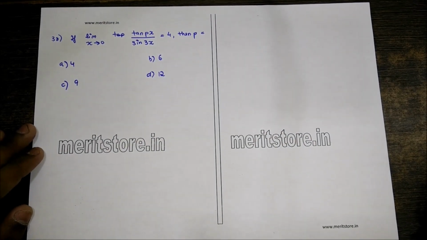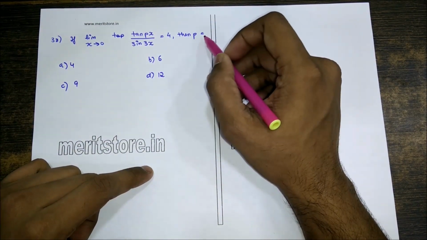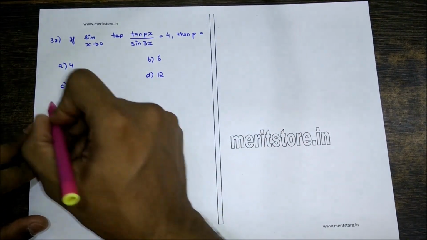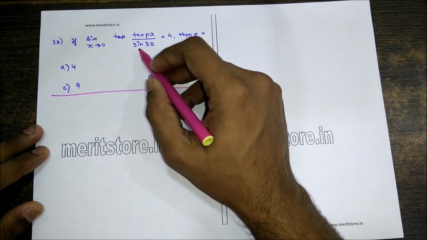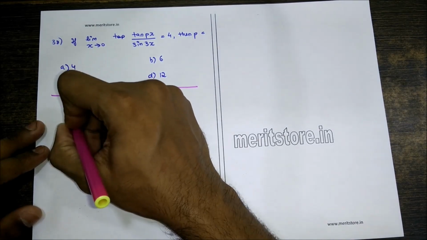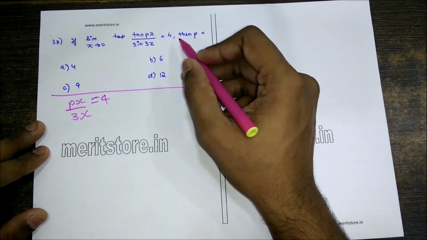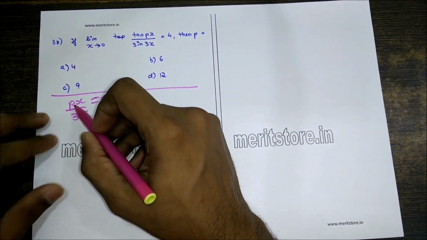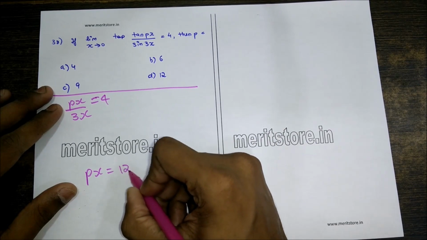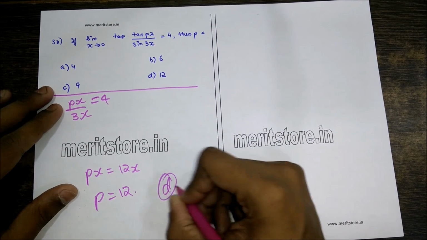If x tends to 0, tan px by sin 3x is equal to 4, then the value of p equals a 4, b 6, c 9, or d 12. So we could write tan px by sin 3x in terms of px by 3x, which equals 4 as given in the question. So to solve for the value of p, we just need to cross multiply. We get px is equal to 12x. So from this we can write p is equal to 12, which is option D.